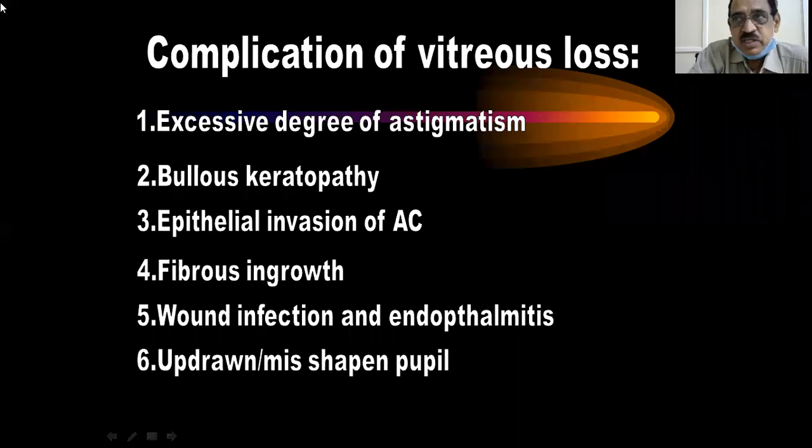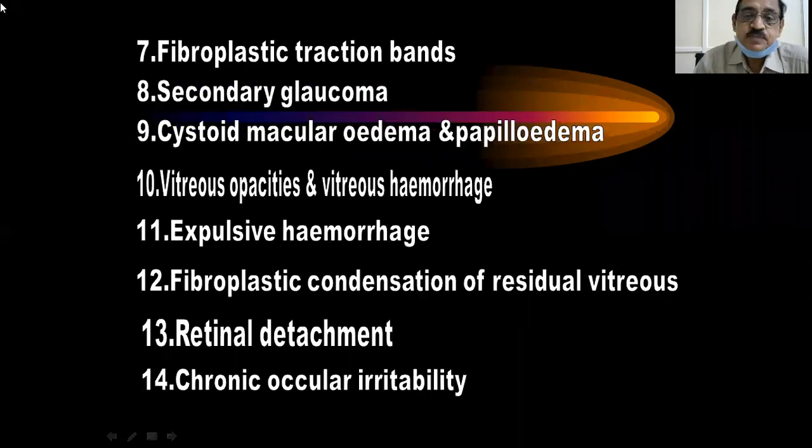And whenever there is vitreous disturbance, and vitreous is there in the anterior chamber or in the section, there will be an updrawn or misshapen pupil. And fibroplastic traction bands can also form in the vitreous, and secondary glaucoma, which is recalcitrant and intractable, can also occur. And these people are prone to cystoid macular edema, and vitreous opacities and vitreous hemorrhages occur.